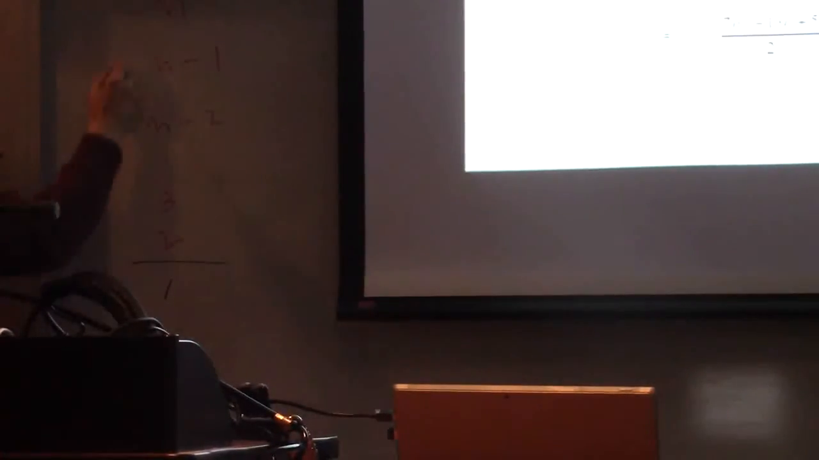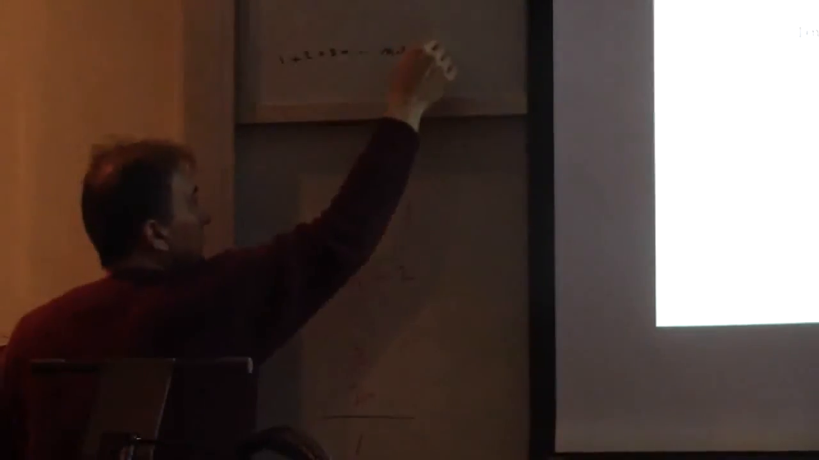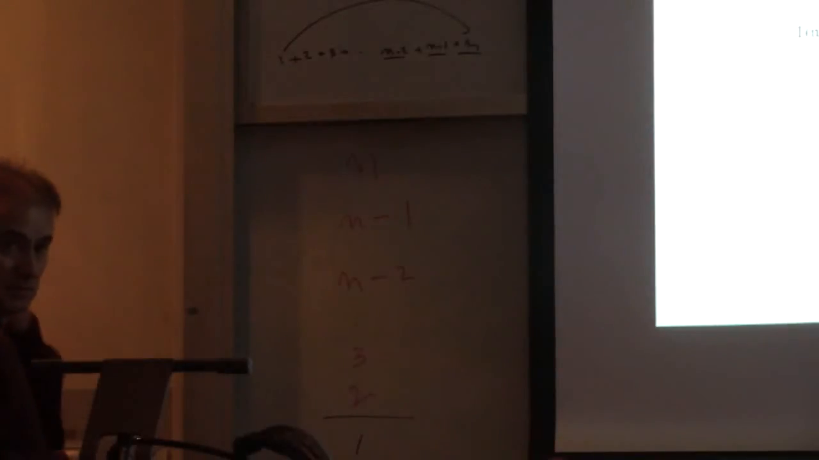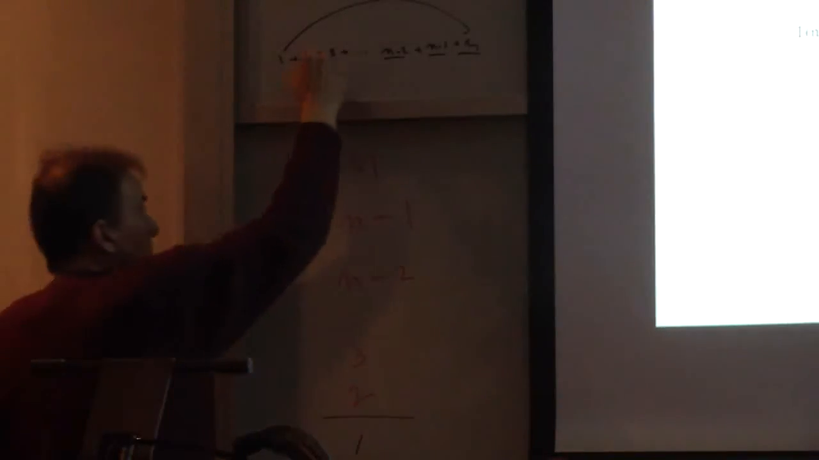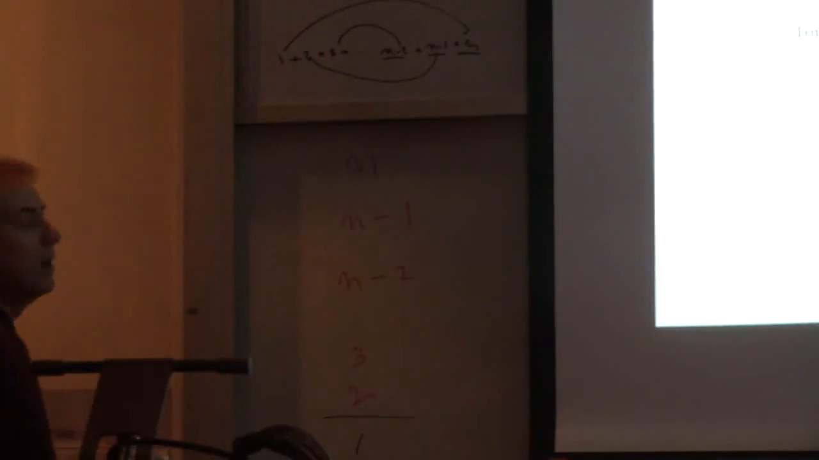Let's add all the numbers, including 1. So it's going to be 1 plus 2 plus 3, dot, dot, dot, plus n minus 2 plus n minus 1 plus n. So we're going to add all these numbers together. How much is 1 plus n? How much is 2 plus n minus 1? How much is 3 plus n minus 2? Always n plus 1.